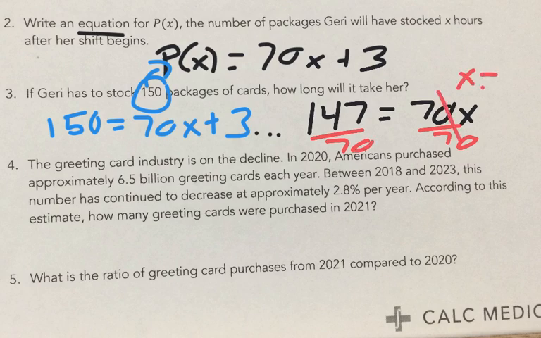So x equals 2.1 hours. What is that in our time? What's 0.1 hour? It's not 10 minutes.